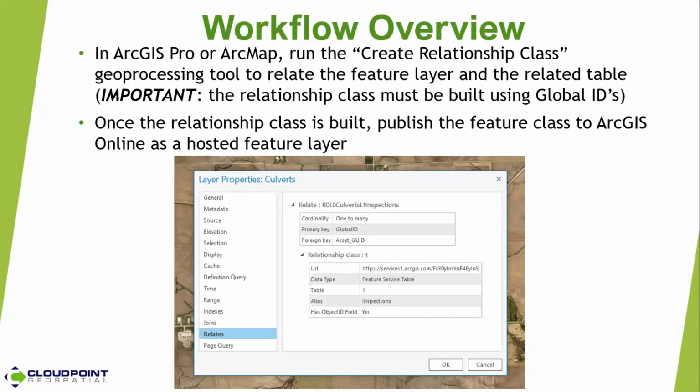And then we can see on our relationship class the source URL. We can see it's a feature table, there's this one table and its name, and it has an object ID field too. So once we've created that relationship class, and again, we're creating it on global IDs, taking the global ID of the culverts feature layer and relating it to the empty asset GUID field in the related table, and we've got all the fields necessary, required, and desired in both the culverts feature layer and the related table, we're going to go ahead and publish that feature class to ArcGIS Online, where it will live as a hosted feature layer.